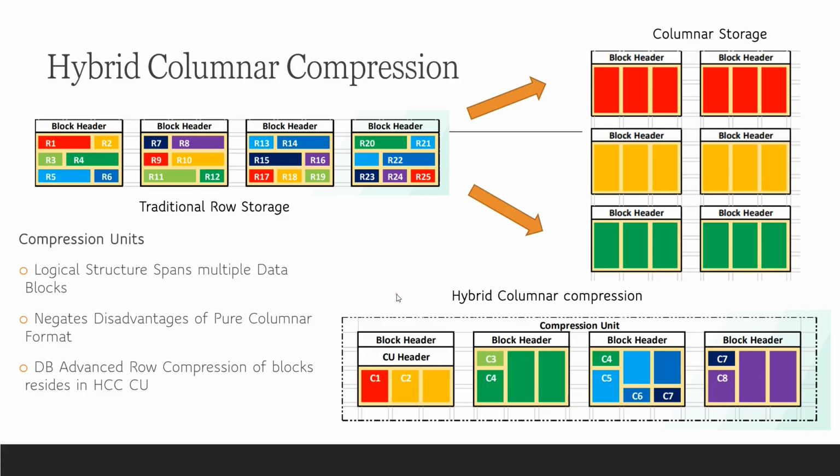So what is a compression unit? The compression unit is a logical structure that spans across multiple data blocks, so it understands the values of each and every data block, and is able to remove the duplicates across multiple data blocks. And it negates the disadvantage of pure columnar format, which is that frequent DML operations cannot be performed on columnar-based storage. So even though you have enabled advanced row compression of the blocks, that still resides in the hybrid columnar compression of a compression unit. So it gives more and more advantages.